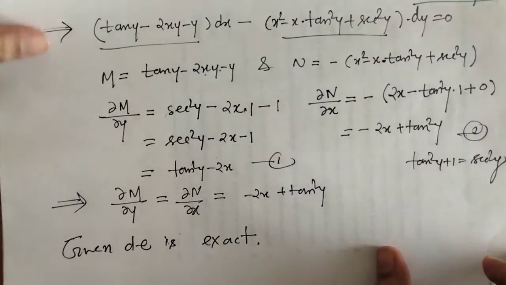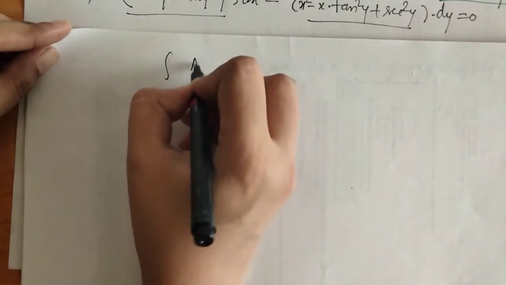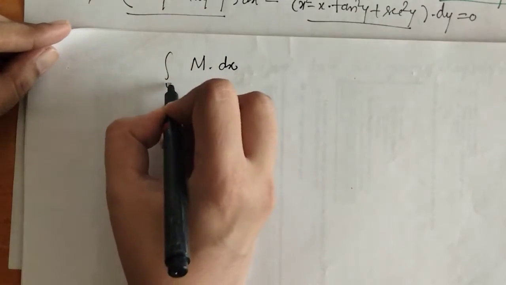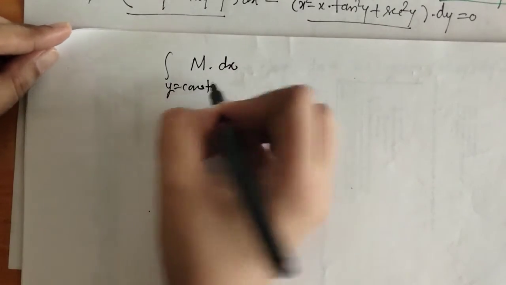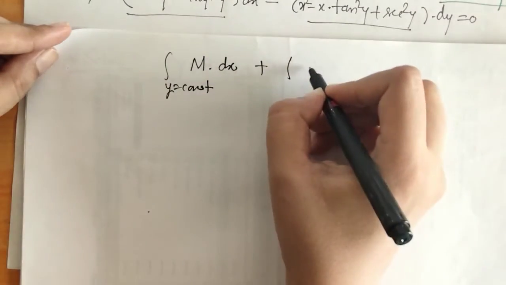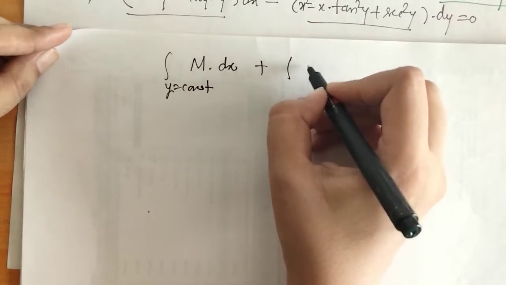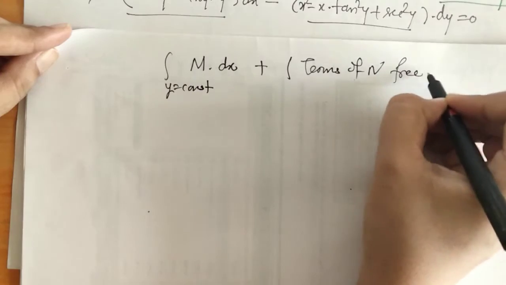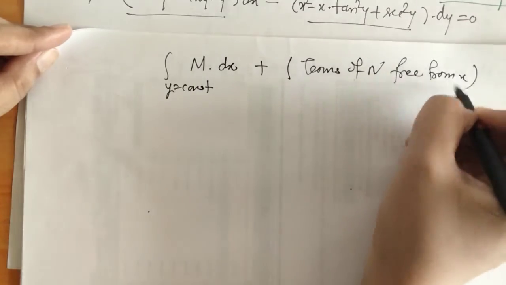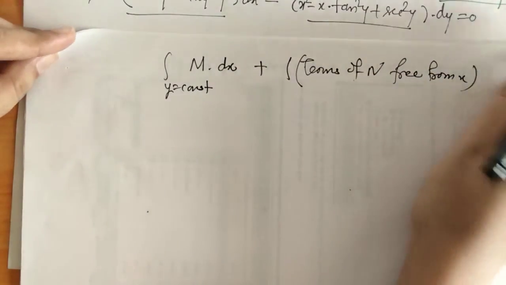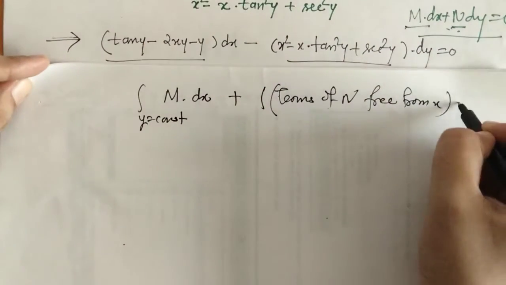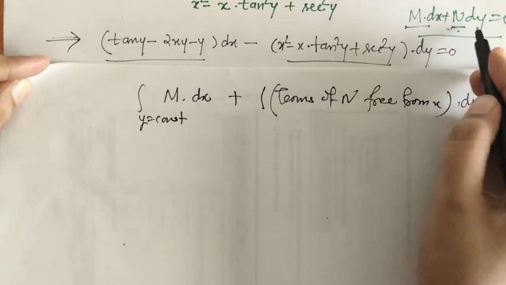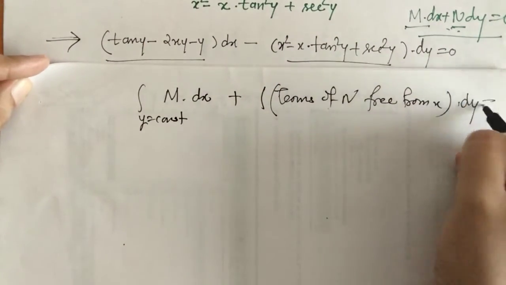Yes, we have to find the solution. What is its solution? We have to take M integration with respect to x, keeping y as a constant, and here we have to take terms of N which are free from x, and this integration with respect to y.